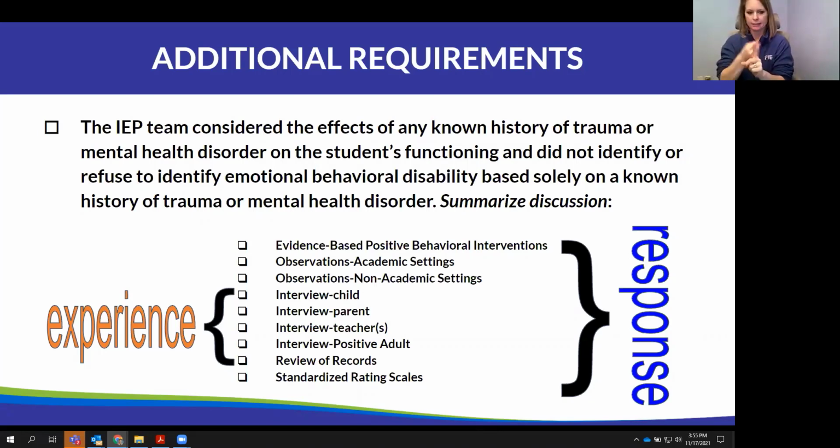So the question is, how do we determine the difference between trauma and emotional behavioral disability? I would offer that the trauma response could develop into an emotional behavioral disability, but it also may not. Recovery typically is the norm from trauma. So a student who has a more adverse reaction to it might be eligible for an emotional behavioral disability. The requirement here is to make sure the IEP team, through its comprehensive evaluation, has assessed potential trauma and the effects of it.